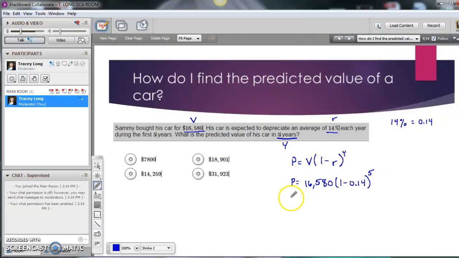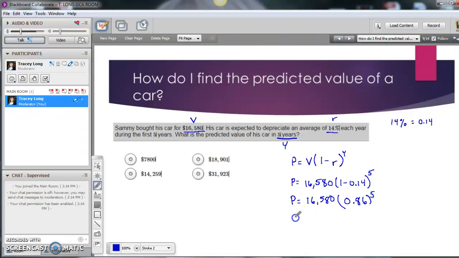Now, what I'm going to do is order of operations tells me I have to do what's inside the parentheses first. Oops, I picked up my phone instead of my calculator. I wasn't looking. All right, so I'm going to do 1 minus 0.14. And when I put that in my calculator, I get 0.86 raised to the 5th power.